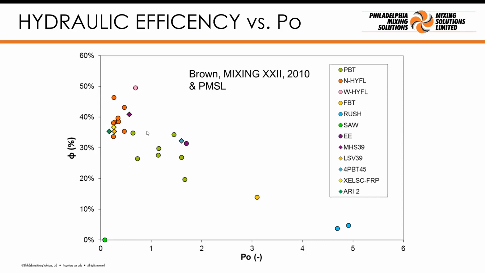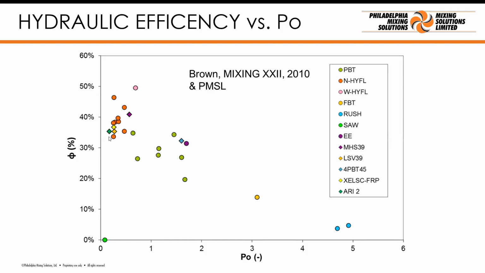So the diamonds are the values which were measured in our lab for various hydrofoils and the pitch blade turbine. So the message here is there's no magic. All the hydrofoils essentially have the same efficiency. All the pitch blade turbines have essentially the same efficiency. What we have to do is to understand our process and determine how we want the energy to be used in the tank to best achieve our process result. What are we trying to do?